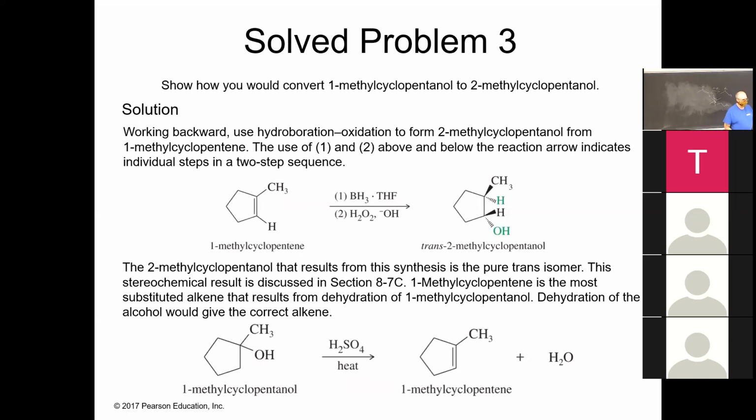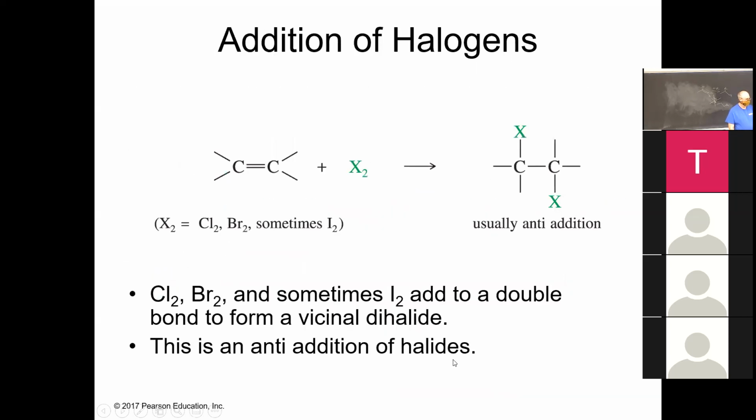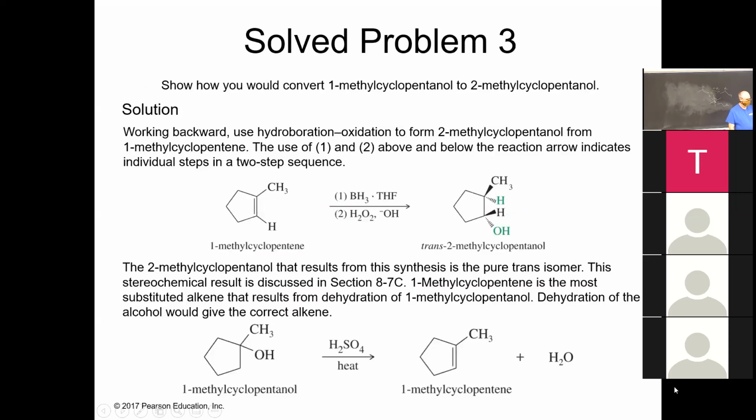Okay, this is similar to a problem we had earlier. How would you convert 1-methylcyclopentanol into 2-methylcyclopentanol? Okay, so here is 1-methylcyclopentanol. We could do a dehydration. This is the Zaitsev product, the most substituted alkene. Very similar to what you did in lab a couple weeks ago. And once we get this, we can do hydroboration. So here the alcohol ends up on position number 2.